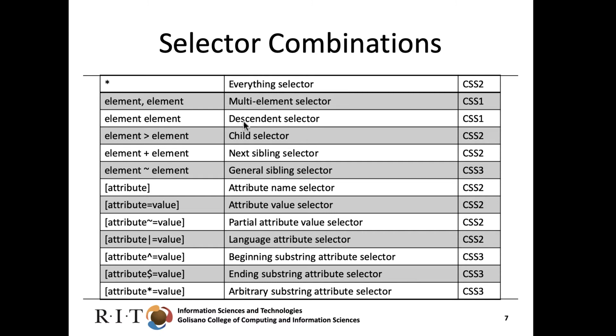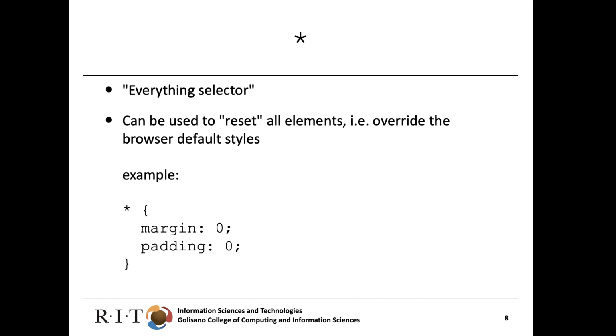You'll want to use this descendant selector a lot. You might use this multi-element selector a lot. Whereas these other ones I would say are more used in special cases. You want to know they exist, but it's a lot to throw at you when you've just started doing web development. So let's just take a look at this everything selector.